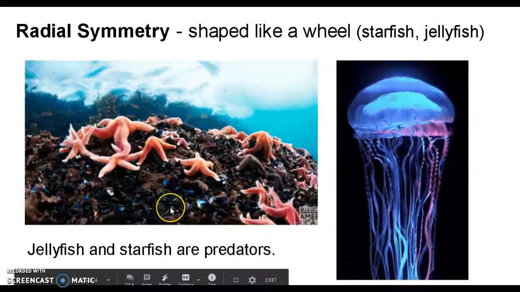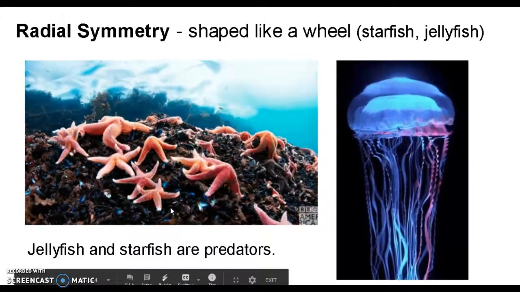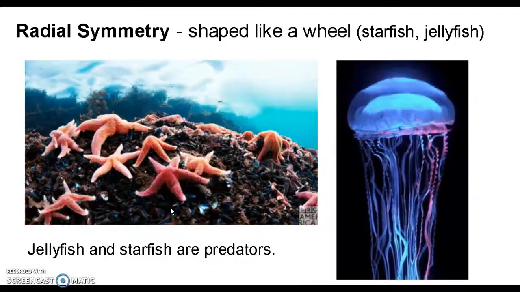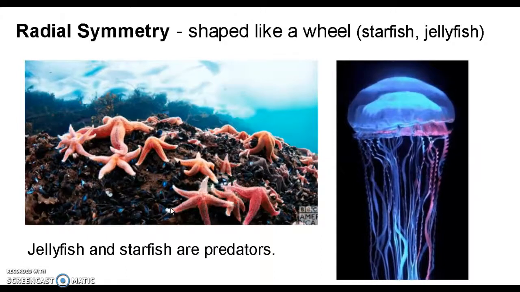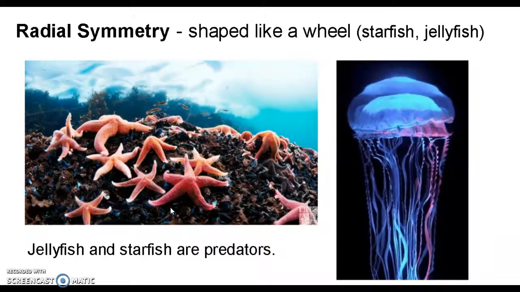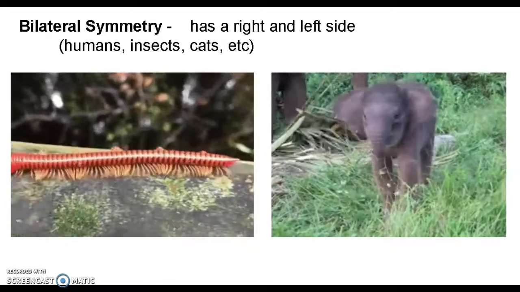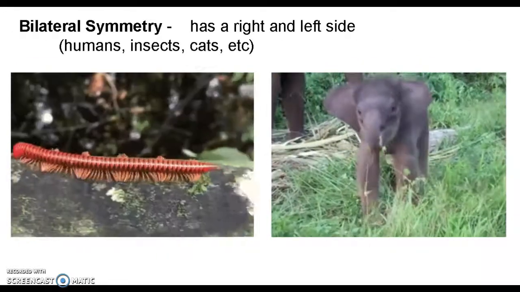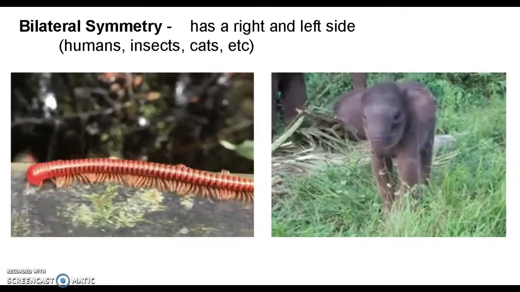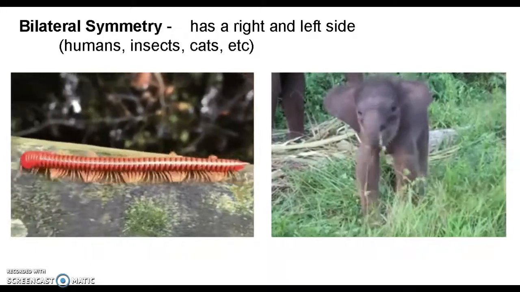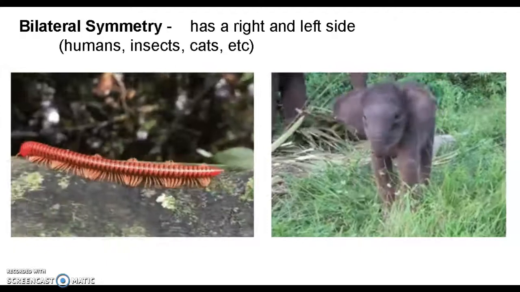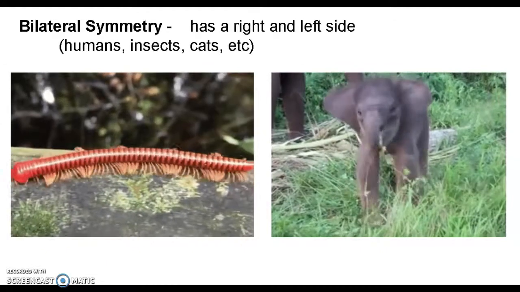And starfish have radial symmetry as adults. As larvae, they have bilateral symmetry. Bilateral symmetry is a left and right side. And so this includes things like humans, insects, cats, and a whole bunch of other animals.